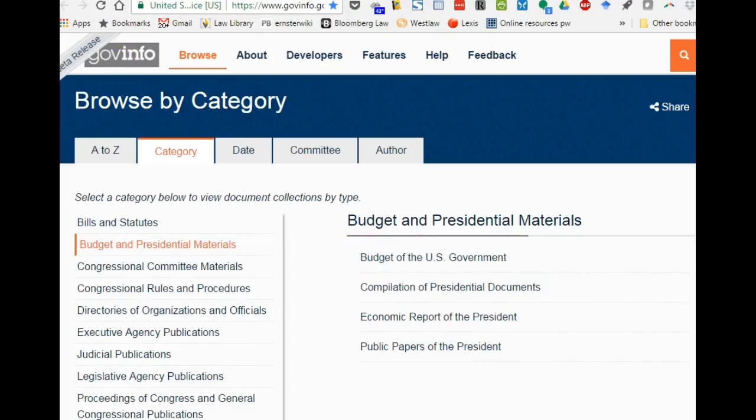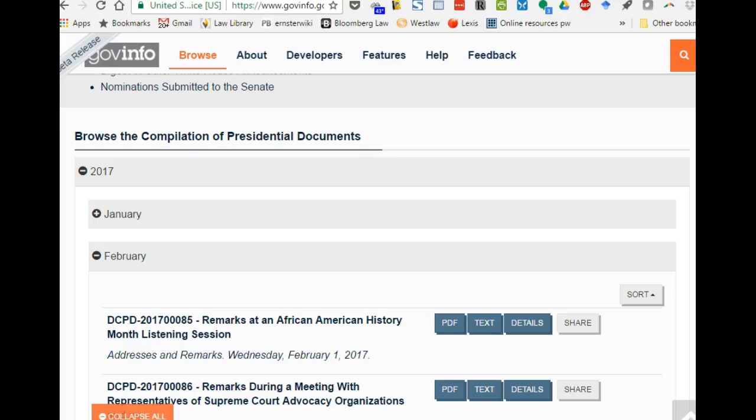And here we are at GovInfo. And here is the compilation of presidential documents on GovInfo. And we are looking at last month of this year. You can actually, if I scroll down, you see there's some for March in there already.